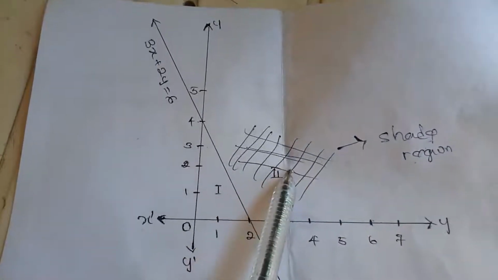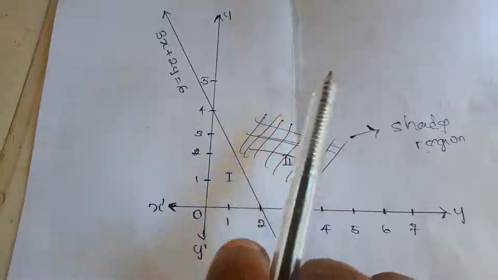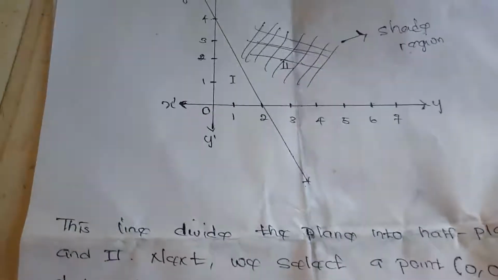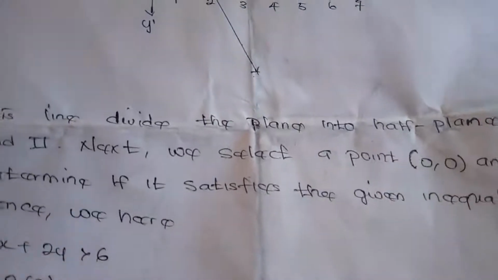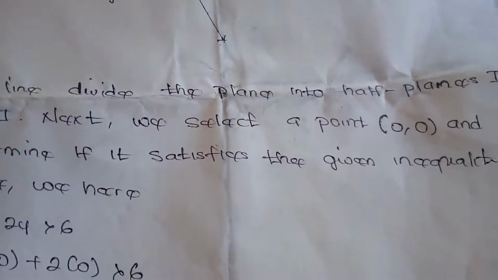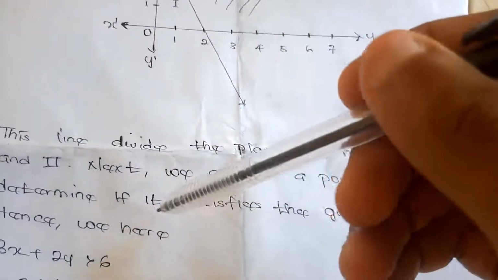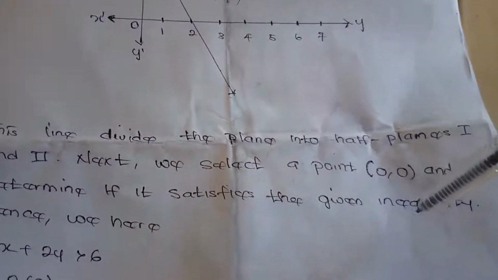This is the shaded region. The half plane 2 was the shaded region. This is the left and this is the right. So proceed. This line divides the plane into half plane 1 and half plane 2. Next, we select the point 0, 0 and determine if it satisfies the given inequality.